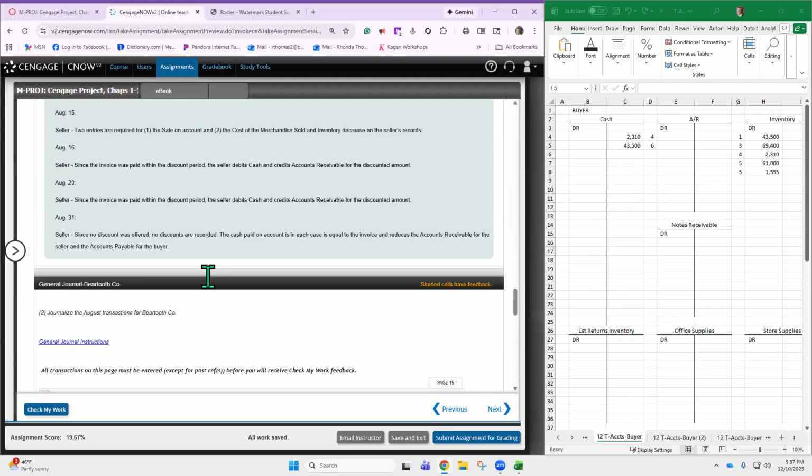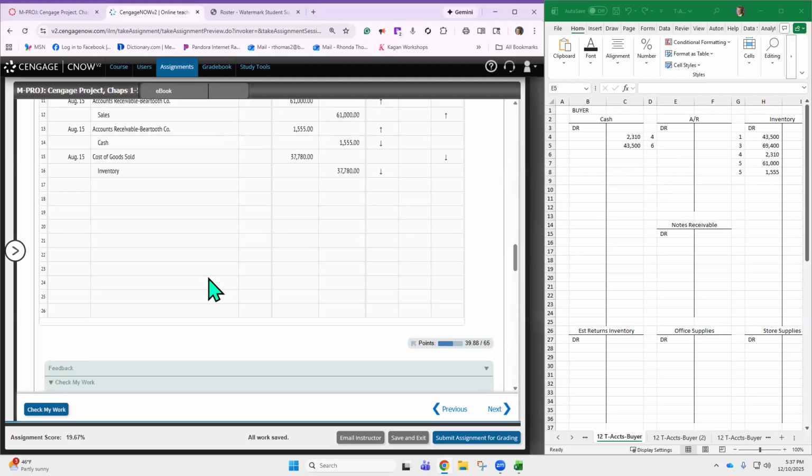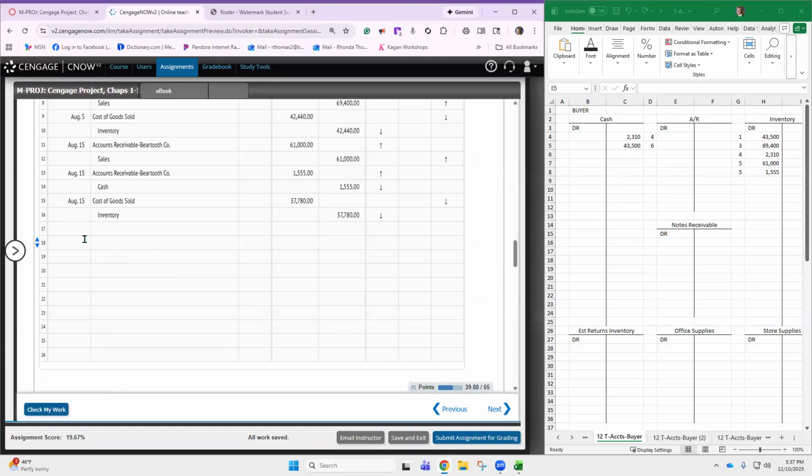Now let's go up here to the seller. When the buyer pays the seller, let's show that in here. So now it's August 16th, and we're going to show August 16th here. And here comes cash, right? Yep, here comes cash from who? Beartooth. So there we're getting that cash of $43,500. And I'm skipping a step.